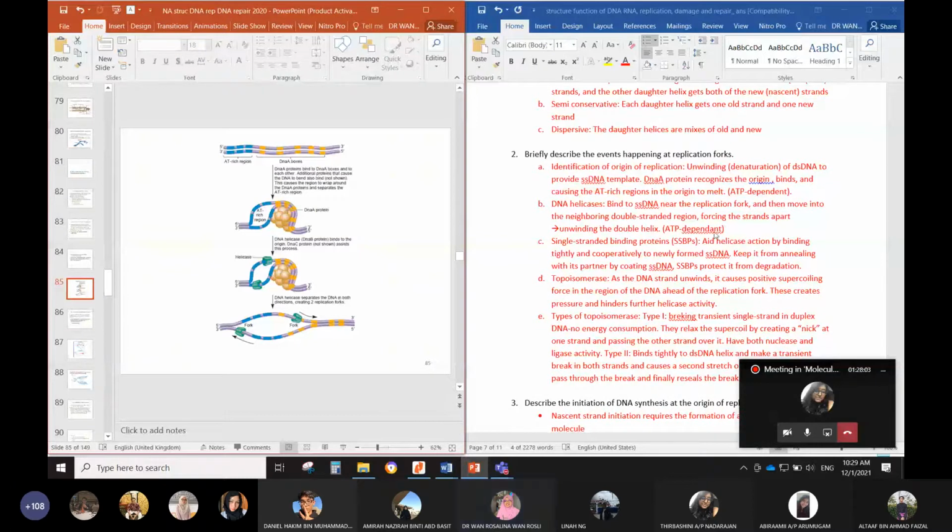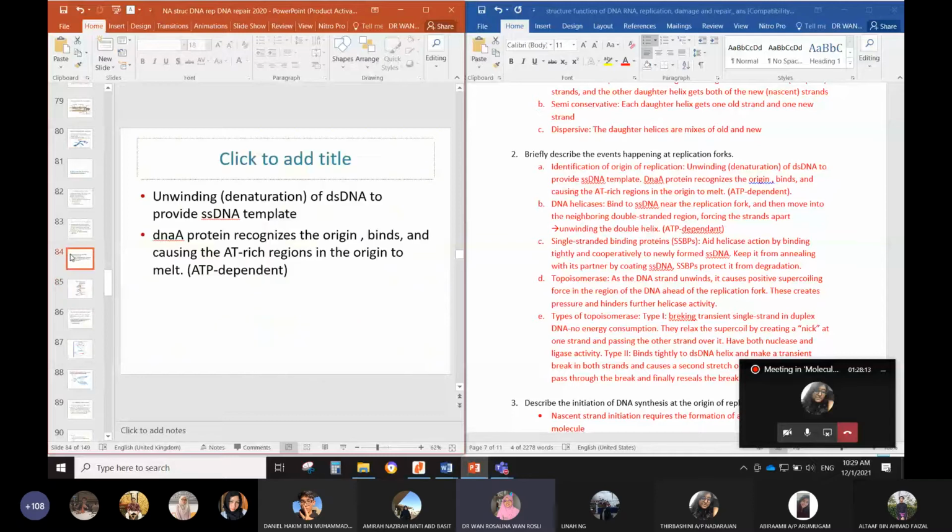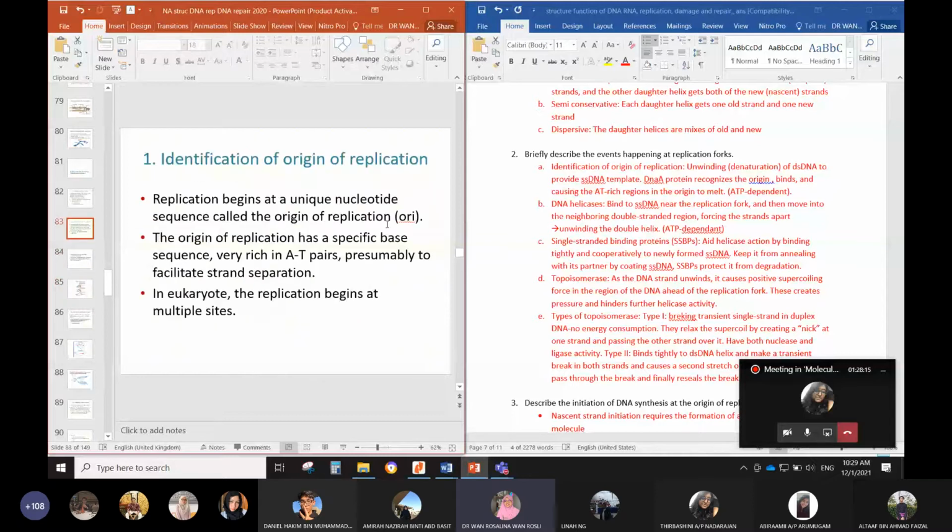Firstly, it has to identify the site whereby it would start the replication process, and this site is known as the origin, the origin of replication. This origin of replication is not just anywhere in the genome. It has to have specific bases, and usually it's very rich in AT pairs.